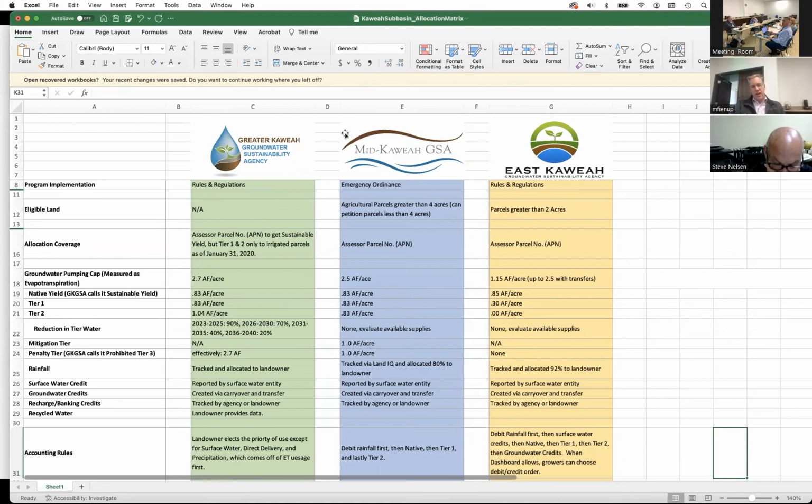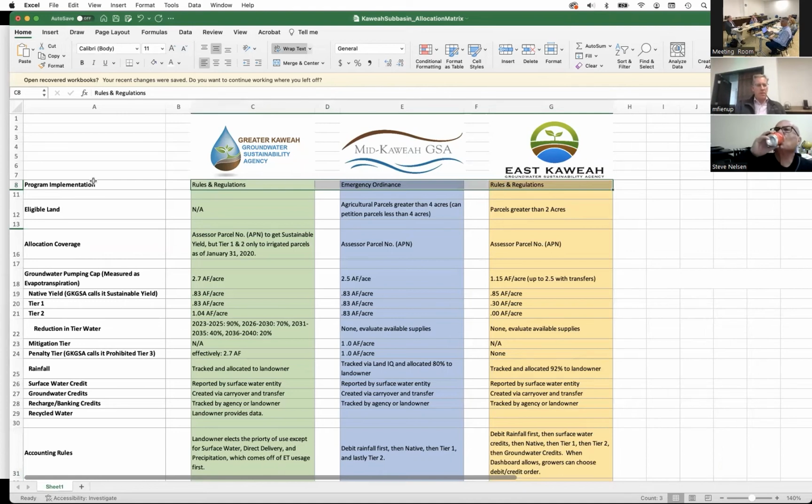So what you see here, under the appropriate header, is the allocation system, the details of the allocation system implemented by each of the GSAs. Greater in the leftmost column, Mid-Kaweah in the middle, and East on the right-hand side. And then what Aaron has done is he's organized this nicely by a particular characteristic or feature so that we can compare them side by side. So just as an example, to start simply, the very first row indicates how each of these allocation systems were adopted. And so in the Greater and the East, these are actually part of formal rules and regulations adopted by the GSA, whereas in Mid-Kaweah, the allocation system that you're going to see was passed as an emergency ordinance. And Aaron, I'm curious, do you have any comments you want to make about the relevance of whether it's rules and regulations or emergency ordinance?